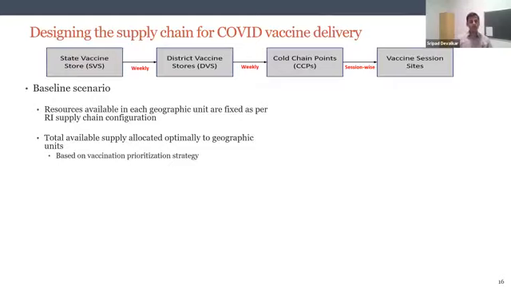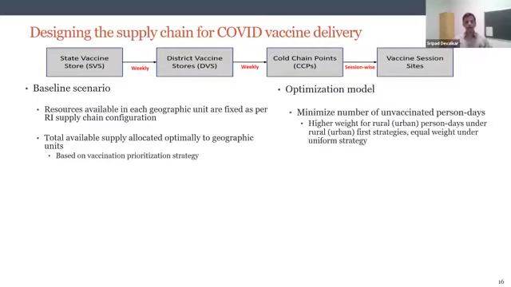Now, in terms of how the supply chain is modeled for the COVID vaccine delivery, in the baseline, what we assume is for every cold chain point, the resources are as they are currently deployed. Part of it is utilized for routine immunization, and some of it is available for COVID vaccination. And the same goes for the district vaccine store and the state vaccine store as well. Now, given the current configuration of supply chain resources available, the available supply for the state is allocated optimally to different geographic areas. Think of those as supply allocations to each cold chain point, which could then determine how many sessions needed to be held and then take the vaccines further down to the sessions.